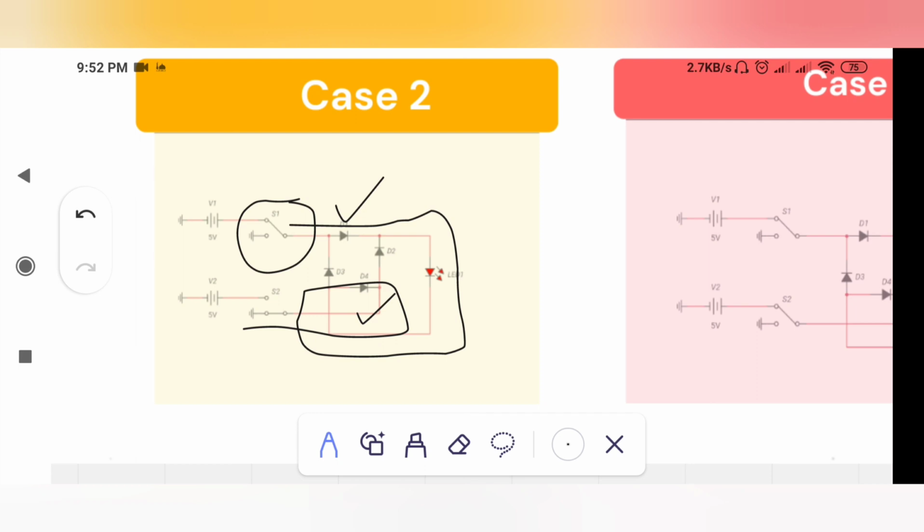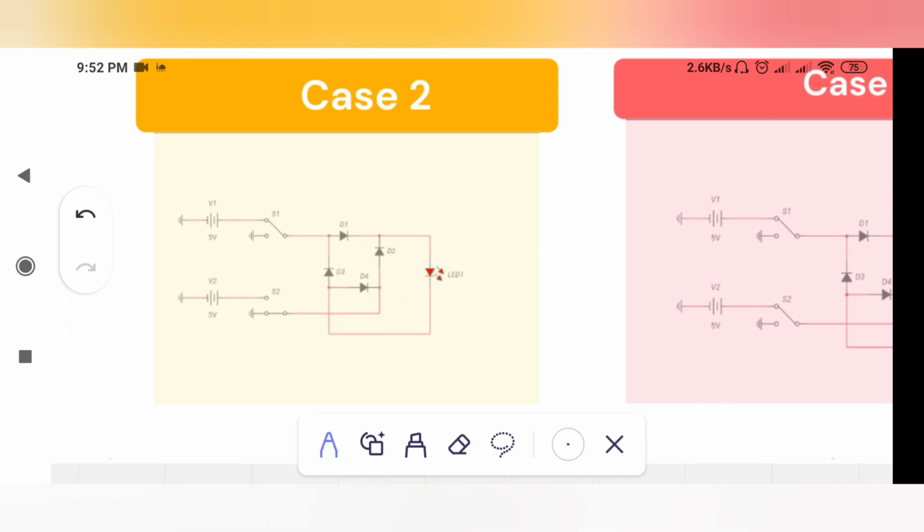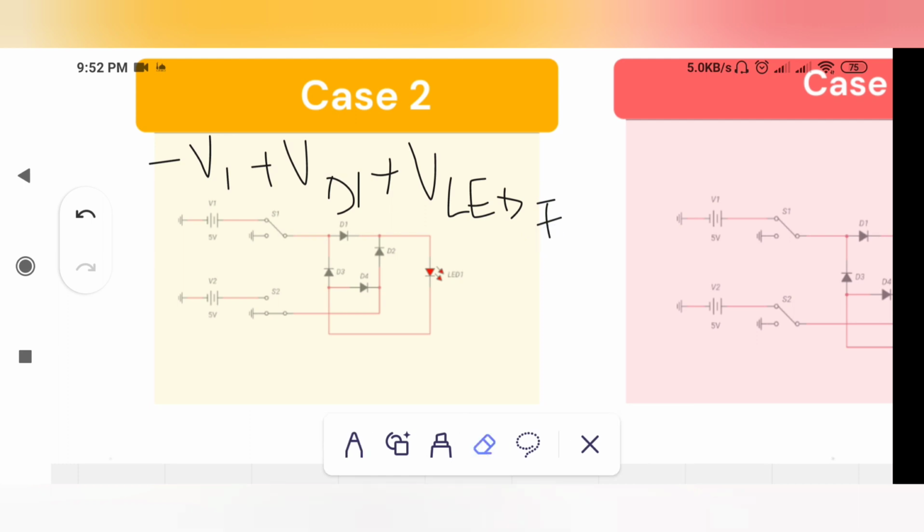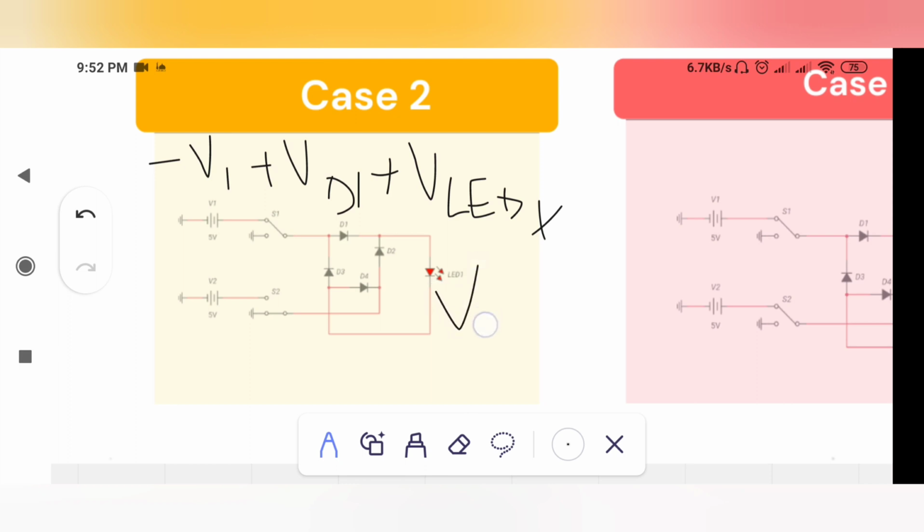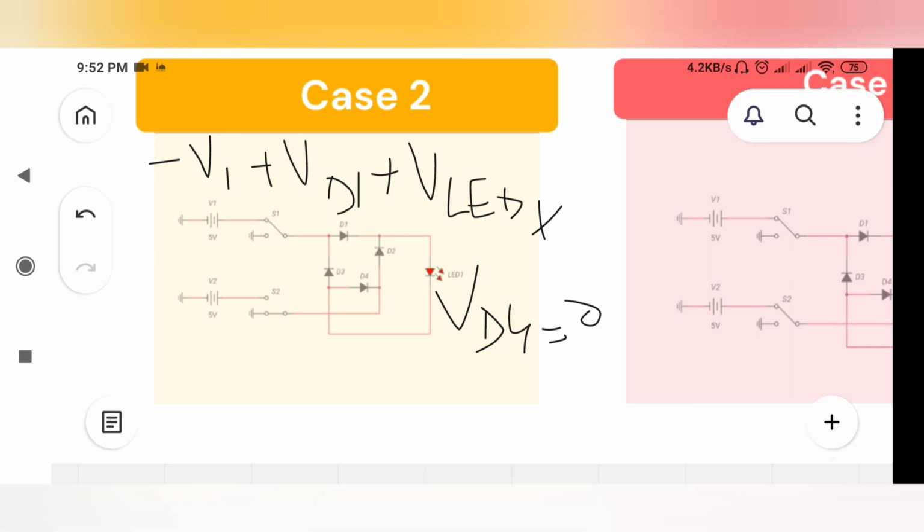Now, if we write the KVL equation for this circuit, this is minus V1 plus the voltage drop of diode D1 plus the voltage drop of the LED plus the voltage drop of diode D4.